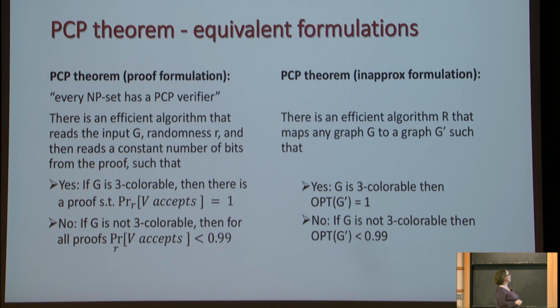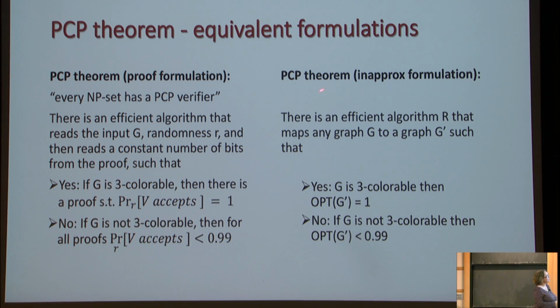Okay, the first one is the one we discussed before, over here. And it says that every NP set has a PCP verifier. So there is an efficient algorithm that reads the input, it tosses some random coins, and then it reads some constant number of bits from the proof and says yes or no. And it has the property that if the input was 3-colorable, the verifier will accept. And if the input was not 3-colorable, then no matter what proof it sees, there's some 1% chance that it will reject. This was the proof formulation.